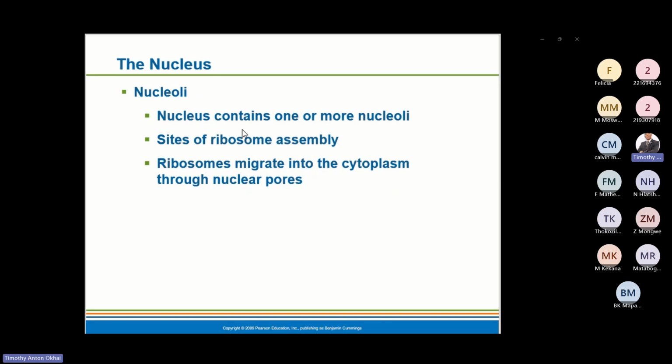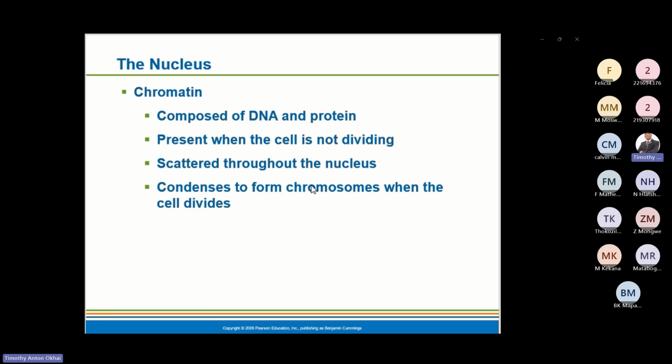Okay, so we've talked about the nucleoli. The nucleus contains one or more nucleoli. So the nucleoli are found within the nucleus, and we said they are sites for ribosome assembly, and those ribosomes migrate into the cytoplasm through the nuclear pores.